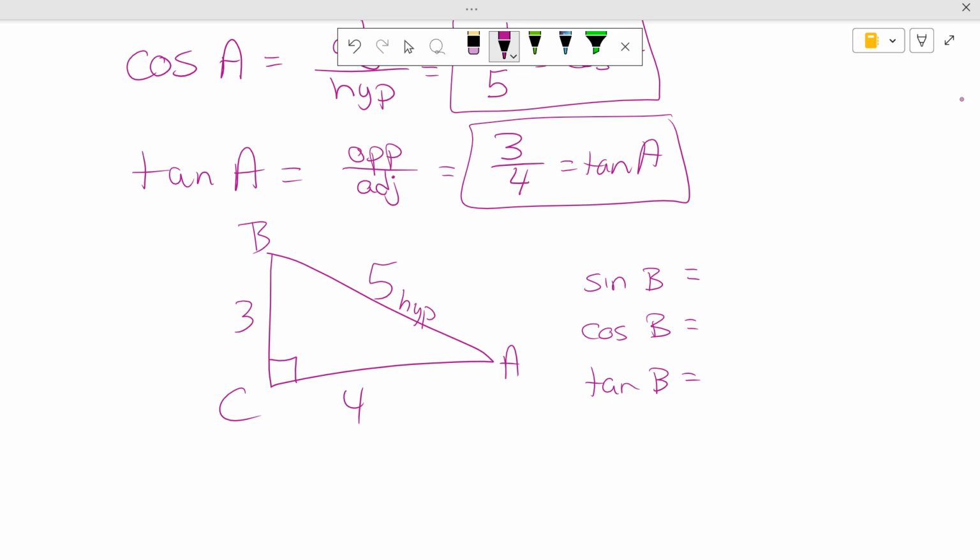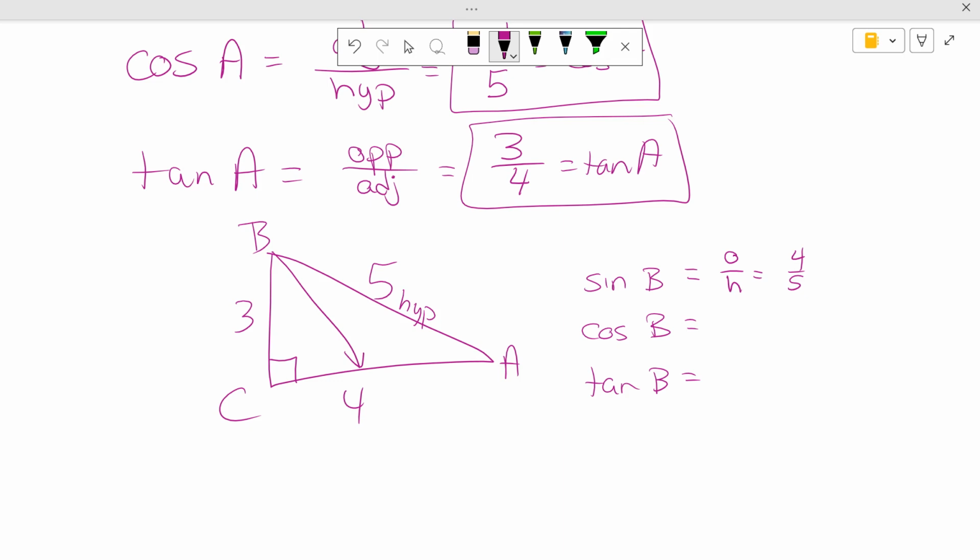So if we're talking about angle B, the opposite is 4, right? And sine is opposite over hypotenuse, so it is 4 over 5. Easy peasy lemon squeezy. This stuff can be really easy today if you get it down. Some people go, that's not that hard. Nope, it's not that hard. You're just writing fractions today. All we're doing is writing fractions.